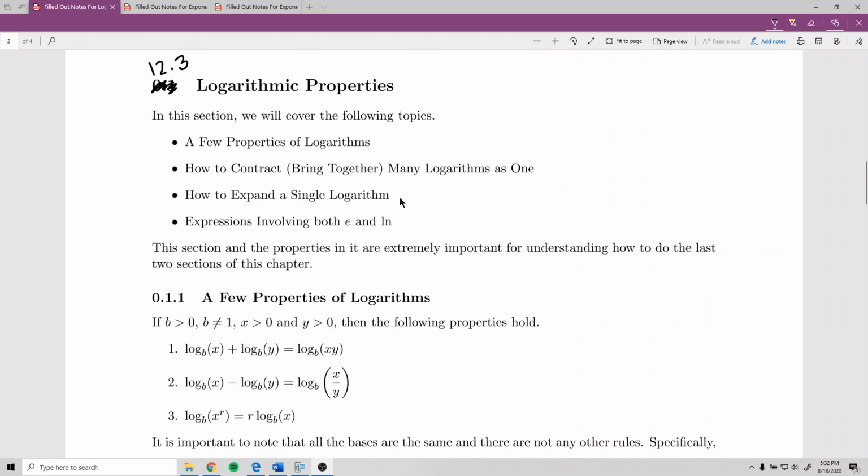And both of these are useful to know, especially for those of you that will take more math. And the last thing is some expressions involving both e and the natural log, because what's going to happen, especially when we do word problems, is the base of all our problems are going to be e. And when you solve and deal with them, the natural log is what comes into play.